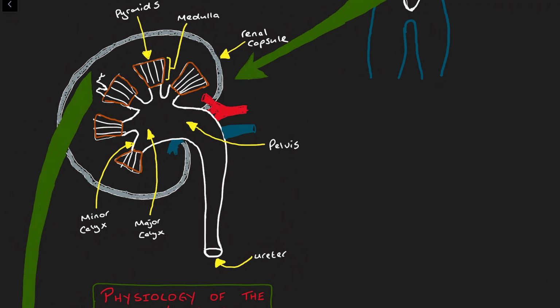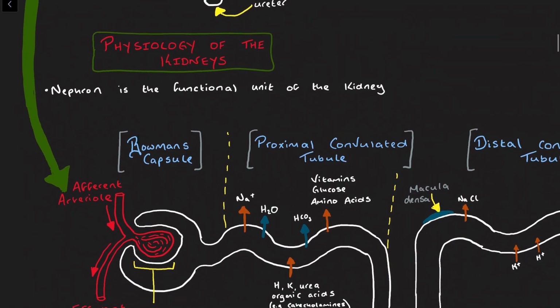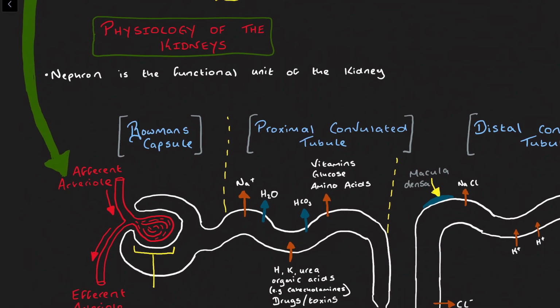In terms of the blood flow to the kidneys, the blood flows via the right and left renal arteries, which then branch into small arterioles. The pressure of the blood is usually high at this stage, which flows into the glomerulus right here. It enters through the afferent arteriole and leaves via the efferent arteriole.